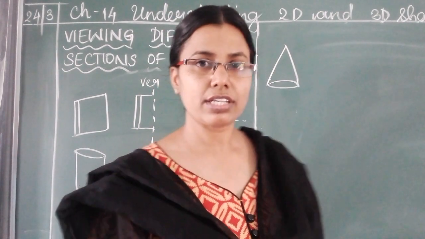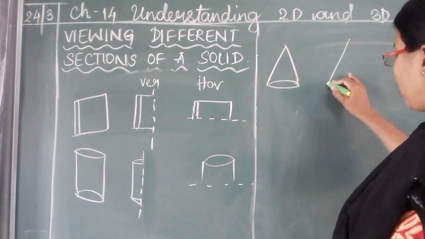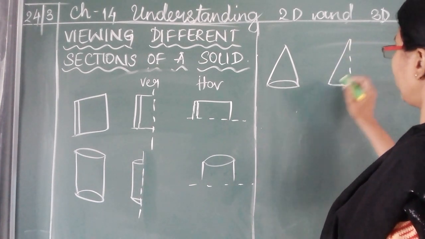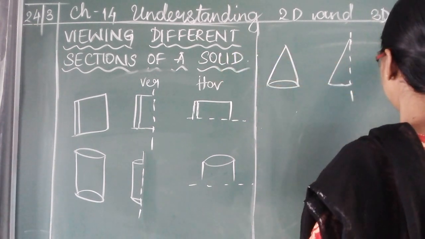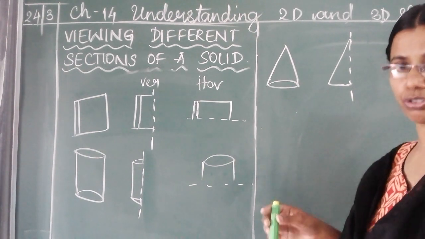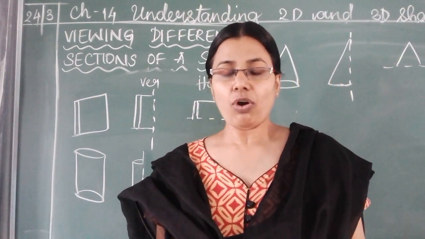Now let us look at this. A cone, inverted cone is here, and when you make a horizontal cut, this is the shape that you are going to get, and when you make a vertical cut, you are going to get a shape like this. Understood this, children?